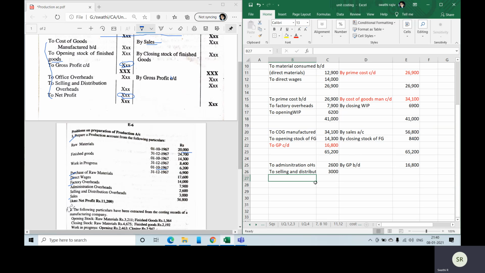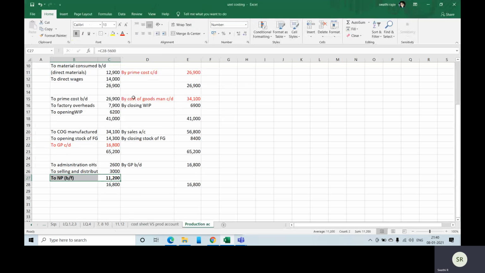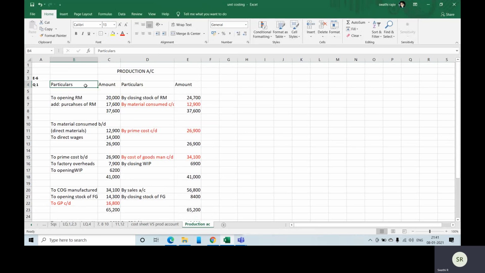Gross profit, yeah. We have taken all the expenditure, and unlike final accounts, a good thing is we don't have to show this anywhere else. We don't have to prepare a balance sheet. To net profit, that will be your balancing figure. How much is that? So this 5,600 will give you 11,200. That is your net profit of the concern. That's it. That's more or less your production account, and I think this was quite simple to understand.